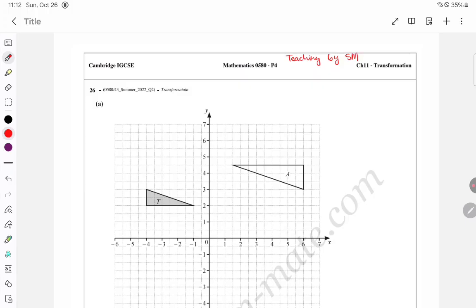Assalamu alaikum. I am Alina Zahid and today we are solving Cambridge IGCSE Mathematics Paper Code 0580 Chapter 11 Transformation past paper from 2017 to 2023.